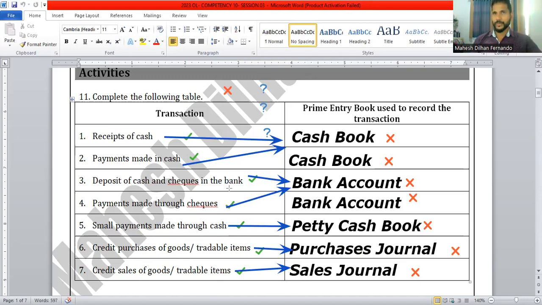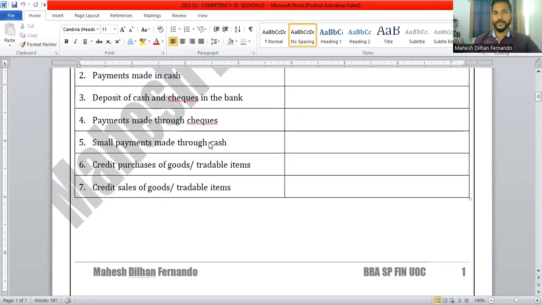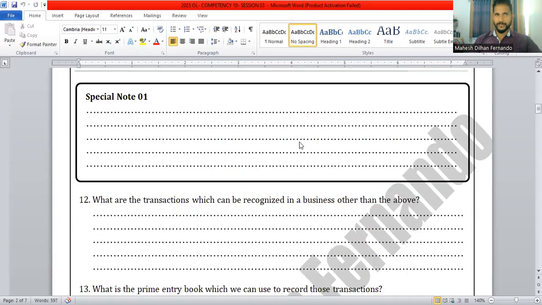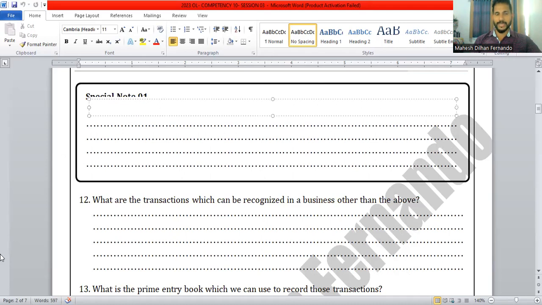I'm taking to the next page. Special note. I will give a small note and you have to write it exactly like this. Write this down.